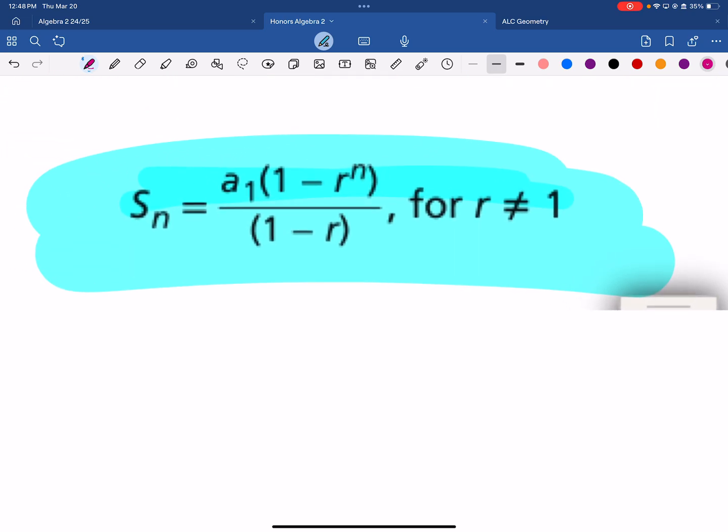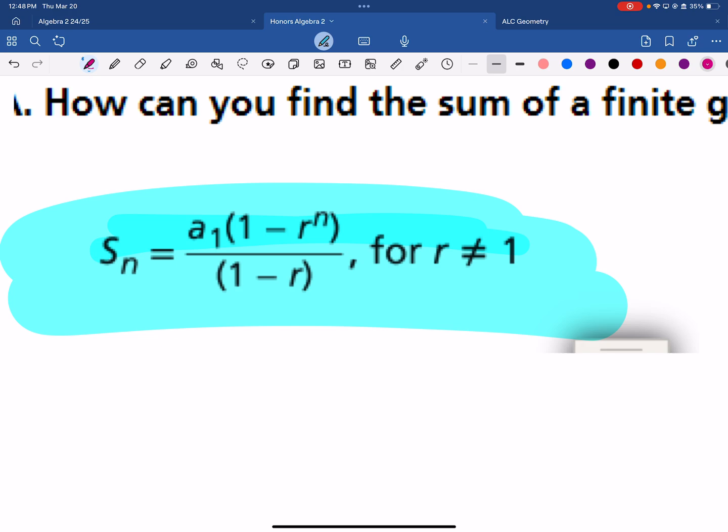So here's the formula for a geometric series. S of n, the sum of the first n terms of this sequence, is equal to your first term, a of 1, times 1 minus your ratio to the n, the number of terms you're trying to find the sum of, all divided by 1 minus r. And obviously r can't be 1, because if r was 1, then you'd be dividing by 0, which you can't do. So you're going to find the sum of the terms within that sequence using this formula.